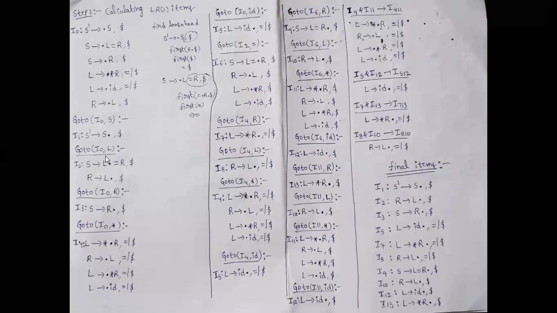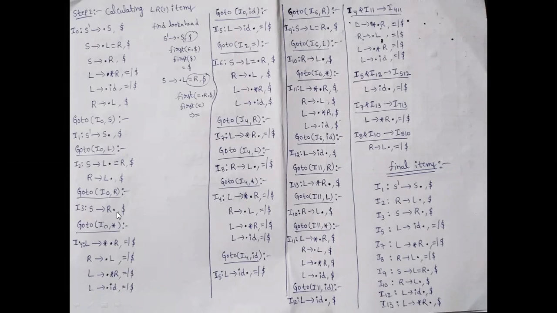Goto of L is completed, and now goto of I naught comma capital R. We apply goto on this statement, the dot moves one position to the right, and the production becomes S produces R dot comma dollar. After the dot we have no terminal or non-terminal, so no need to expand this one. I2 is completed, and we name the new state I3.